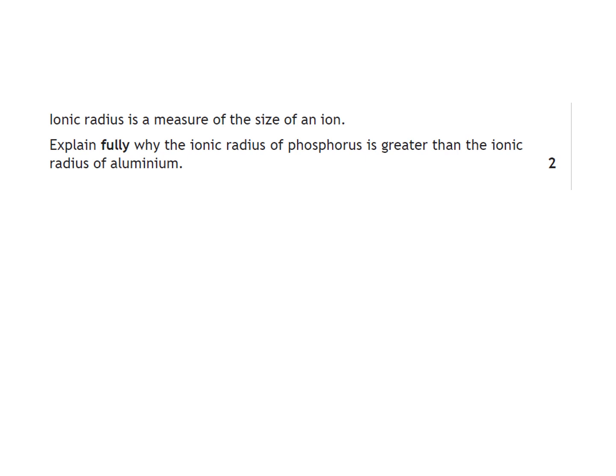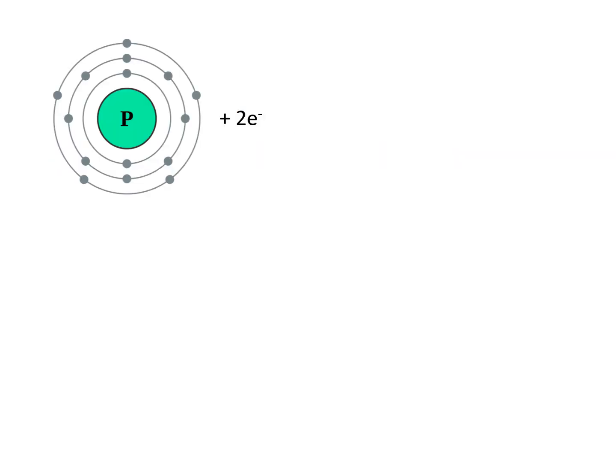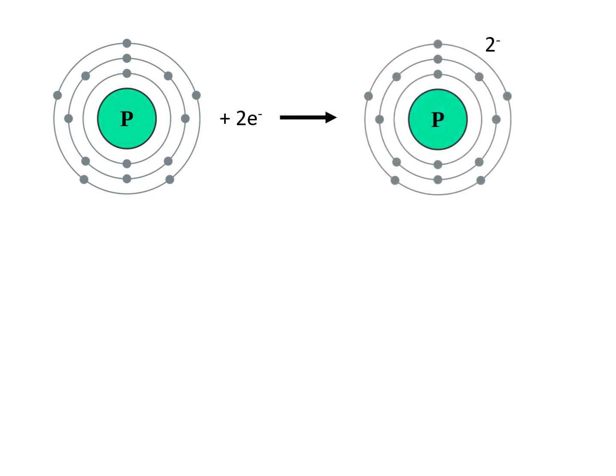So I think with this one, it might be useful to draw the ions that we're talking about. That might help you out a little bit. So take a look at this here. This is our phosphorus atom, and it's going to gain 2 electrons. It's got space for 2 electrons in its outer shell. So it gains those 2 electrons, and it forms a phosphide ion.